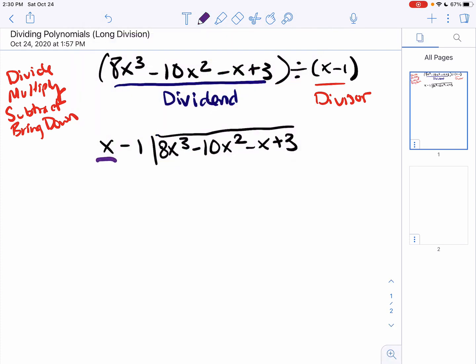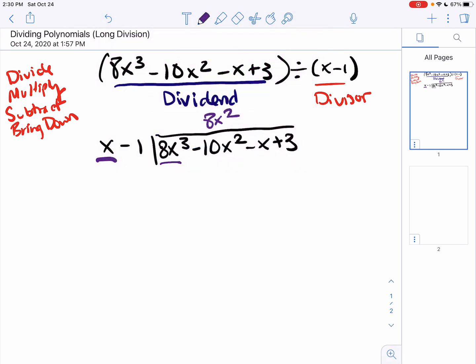How many times does x go into 8x to the third? In other words, x times what gives me 8x to the third? Well, that number is 8x squared. So I'm going to write 8x squared. By the way, also the result that you get when you divide something is called the quotient. So the quotient of 8x to the third divided by x is 8x squared.